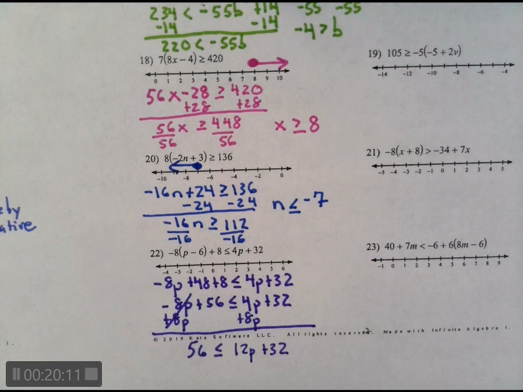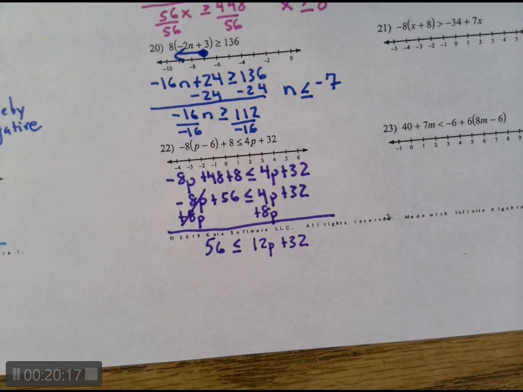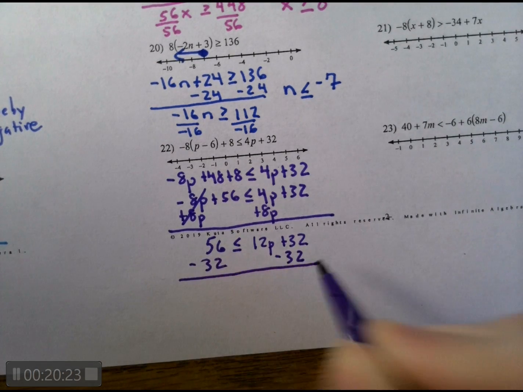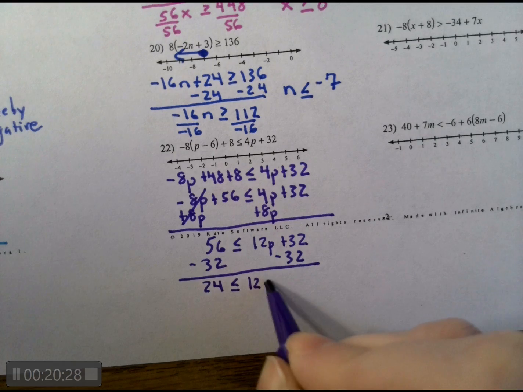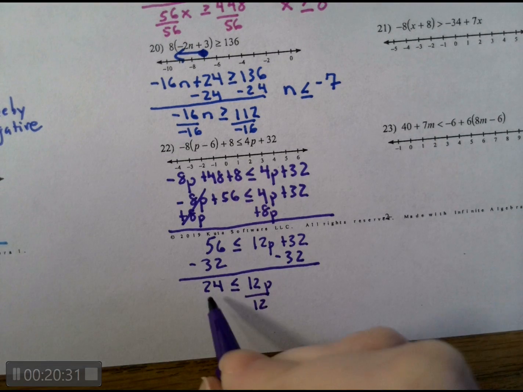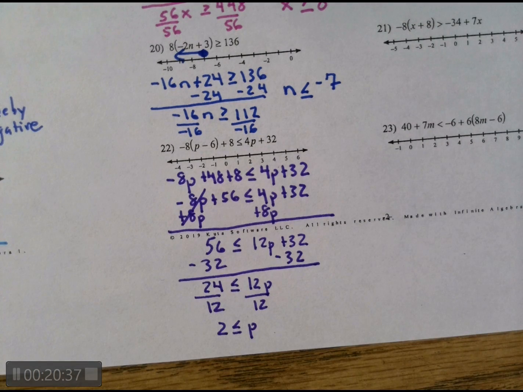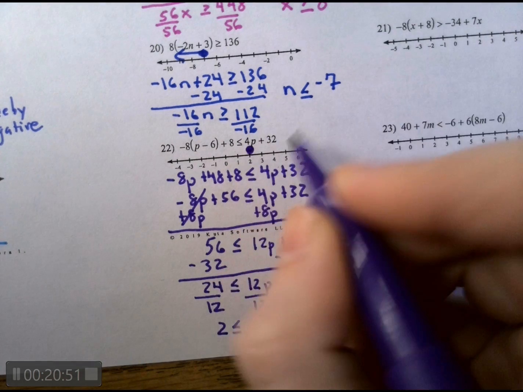plus 32. Okay, I'm going to scooch this down a little bit, or up. Okay, I'm going to subtract 32. So then we should get 24 is less than or equal to 12p. Divide by 12. So 2 is less than or equal to p. That one was a lot, okay? But it was nothing horrible. You just had to make sure that you did each step correctly, okay? So close circle over 2, and since p is greater than, we're going that way.